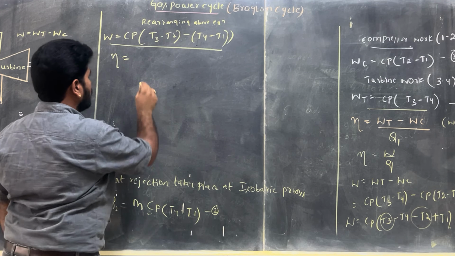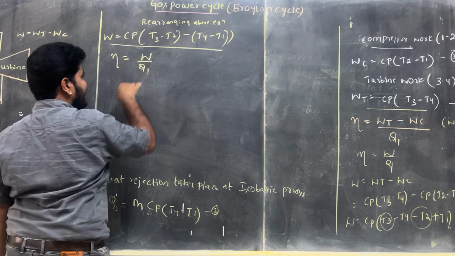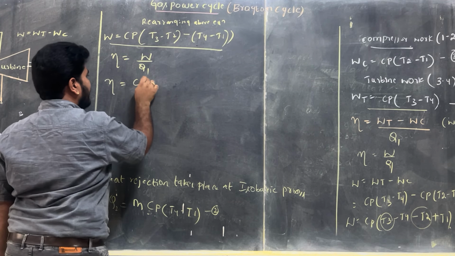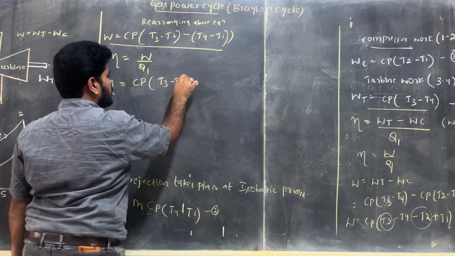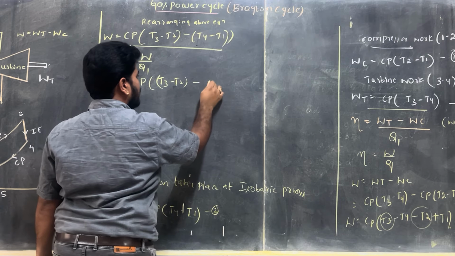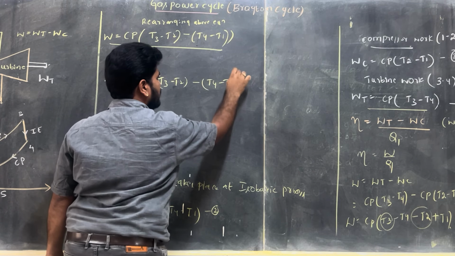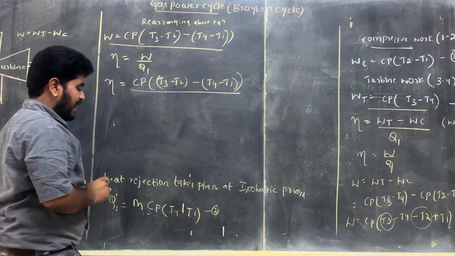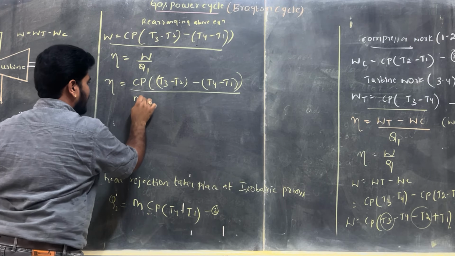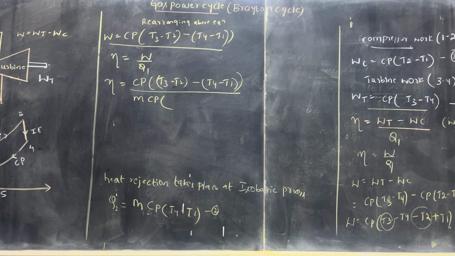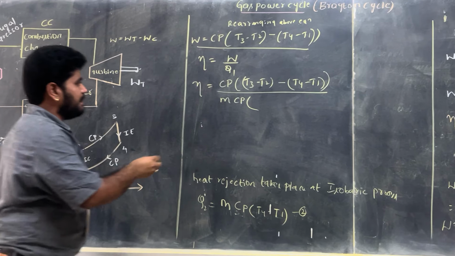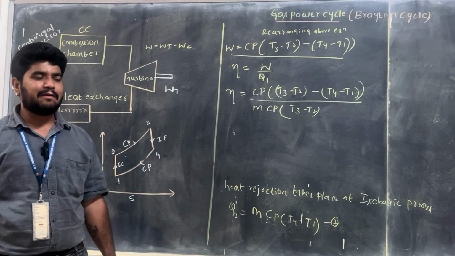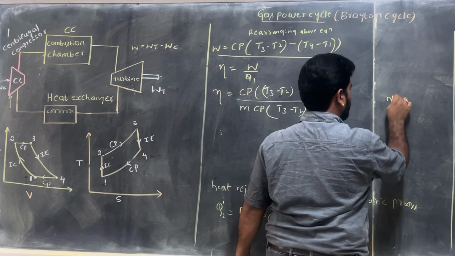Now I will take the efficiency equation. Efficiency is equal to total work done divided by heat supplied. Total work done is Cp into T3 minus T2 minus T4 minus T1, divided by the heat supplied. Heat supply takes place from process 3 to 2, so m Cp T3 minus T2. Now I will take mass as unit mass, m is equal to 1.